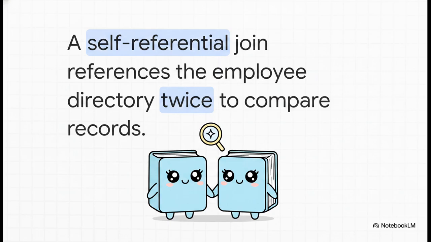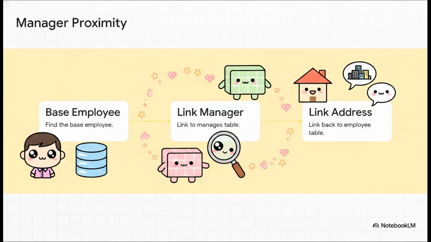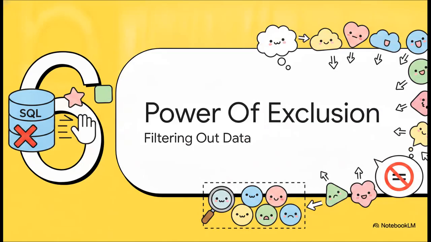Honestly, this is incredibly useful in the real world for spotting potential conflicts of interest, like an employee and manager secretly sharing an address. Here's how this builds out sequentially to solve our kind of humorous problem of finding folks who live a little too close to their boss. Step 1, we find the base employee. Step 2, we link to the manages table to figure out who their boss actually is. Step 3, we link that manager's name right back to a fresh instance of the employee table so we can pull the manager's address. And finally, we just match up the cities and streets. Easy.